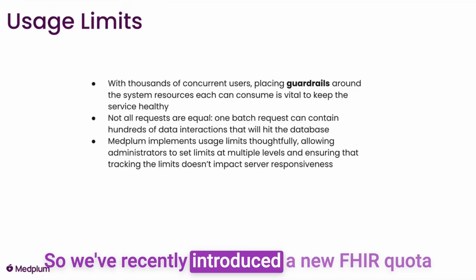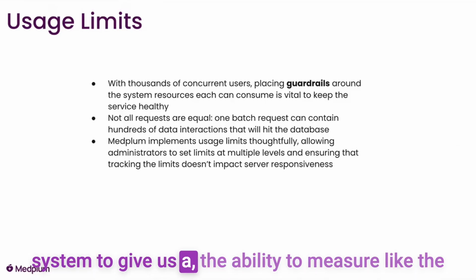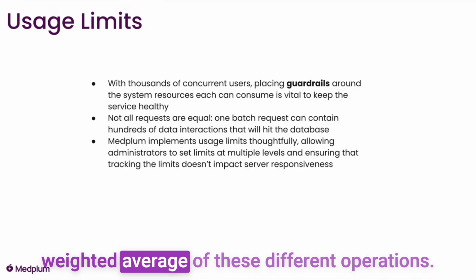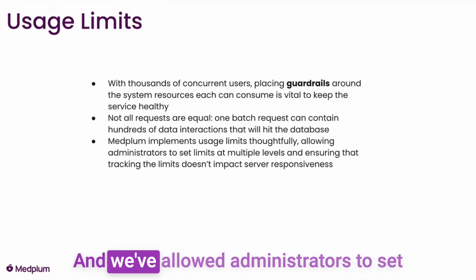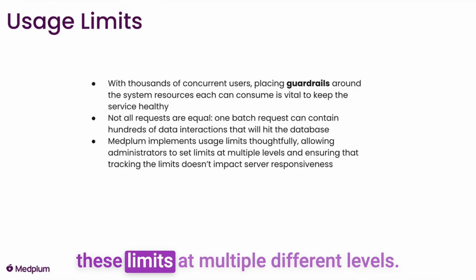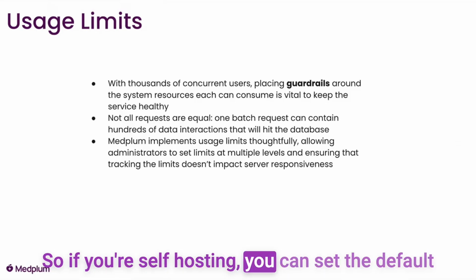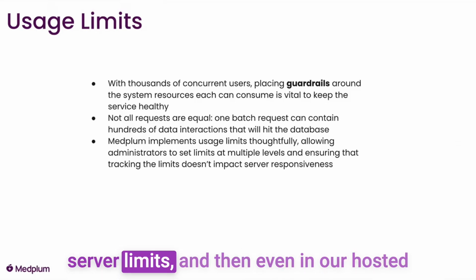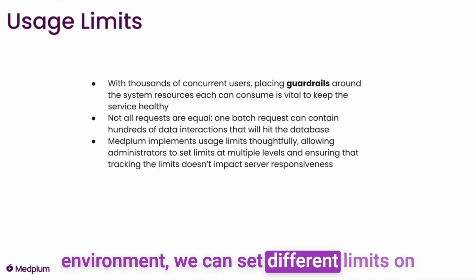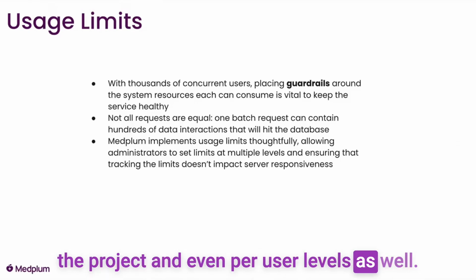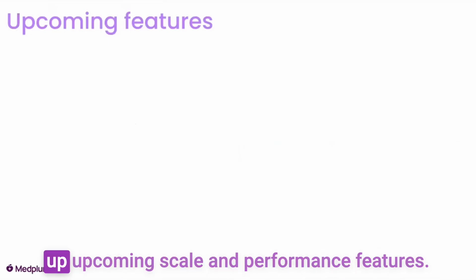So we recently introduced a new FHIR quota system to give us the ability to measure the weighted average of these different operations. And we've allowed administrators to set these limits at multiple different levels. So if you're self-hosting, you can set the default server limits. And then even in our hosted environment, we can set different limits on the project and even per user levels as well. And with that, we're going to look at some of our upcoming scale and performance features.